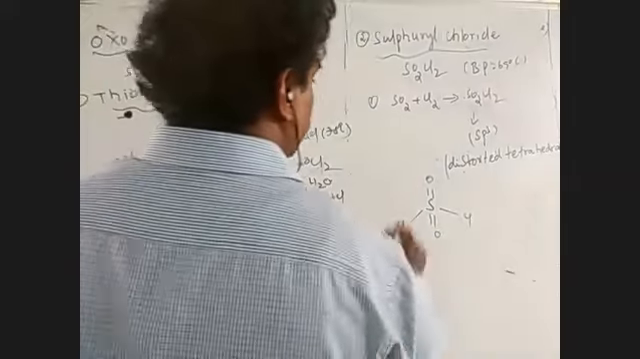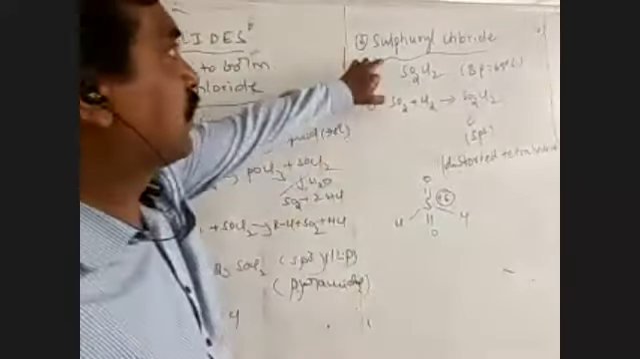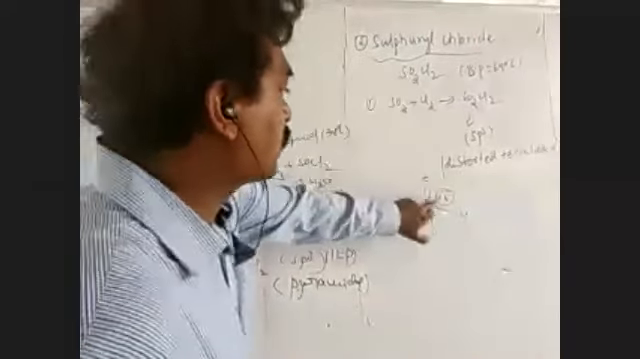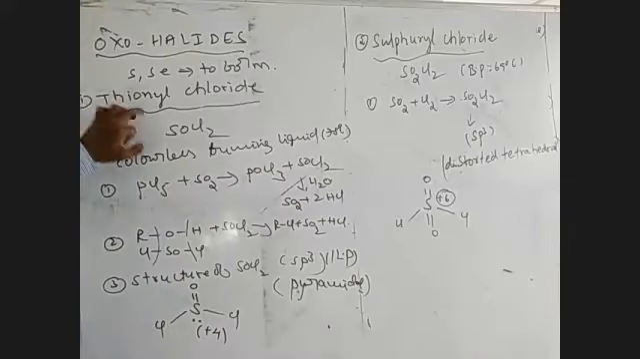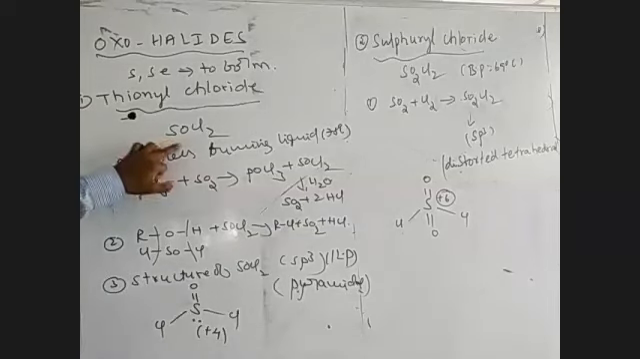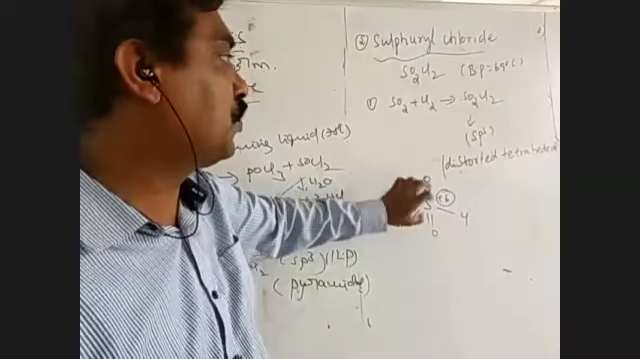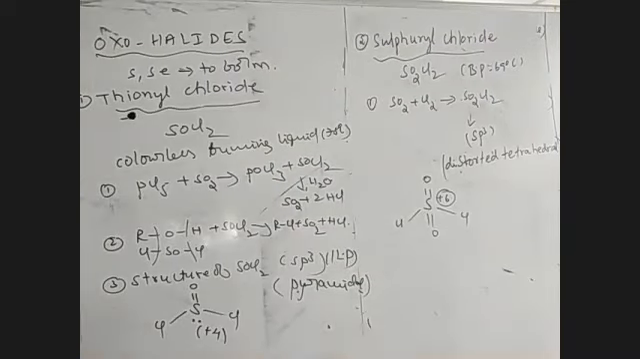In sulfuryl chloride, SO2Cl2, the oxidation state of sulfur is taken as +6. These are the examples of oxohalides. Note down.